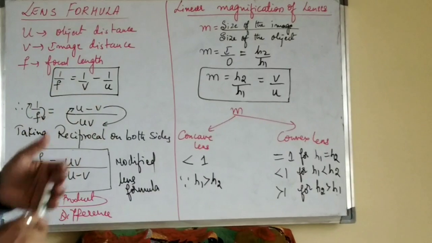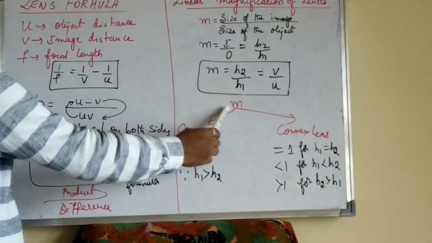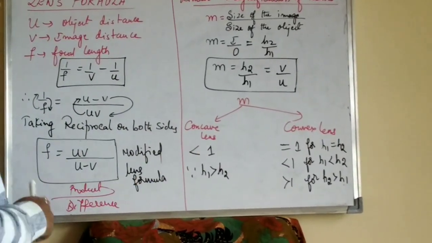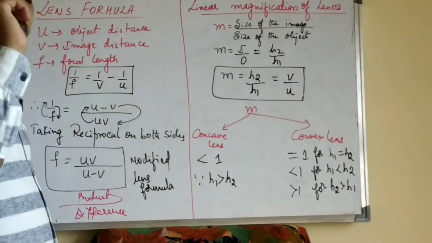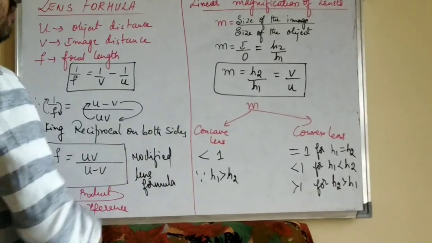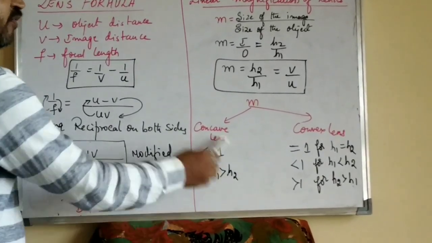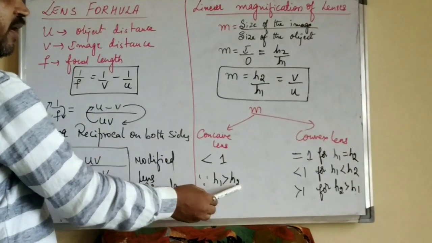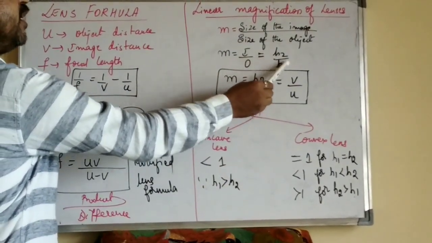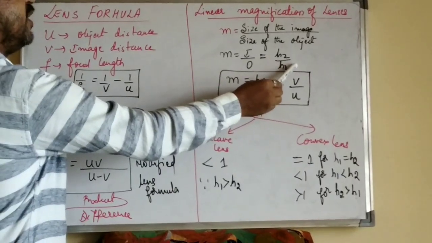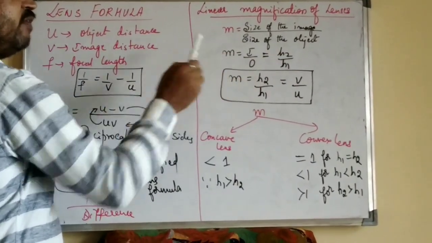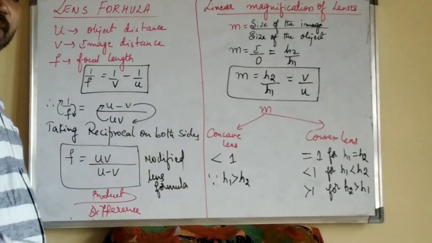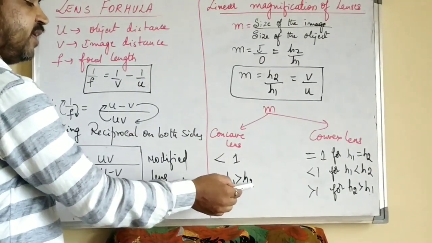Next, on what factors does this linear magnification of lenses depend? We are speaking for both concave and convex lenses. Now this magnification factor, that is m, for the concave lens is always less than 1. You can ask me, why sir, is it less than 1? Because you can see in the concave lens ray diagrams, in both cases the height of the object is greater than the height of the image. Now see here, height of the object means H1. When the denominator itself is greater than H2, obviously the value of m will be less than 1. So that's why in a concave lens m is always less than 1, because the size of the object is greater than the size of the image.